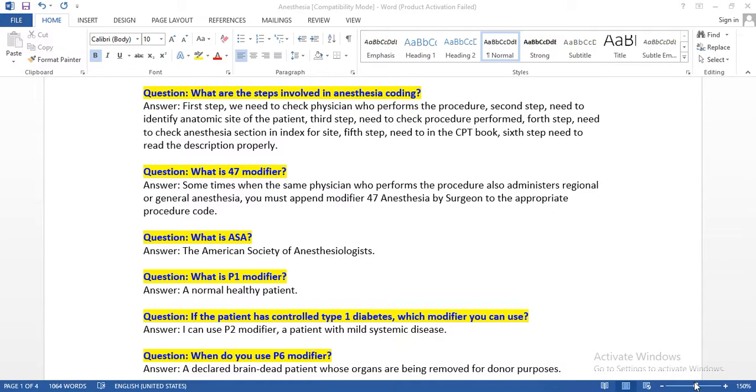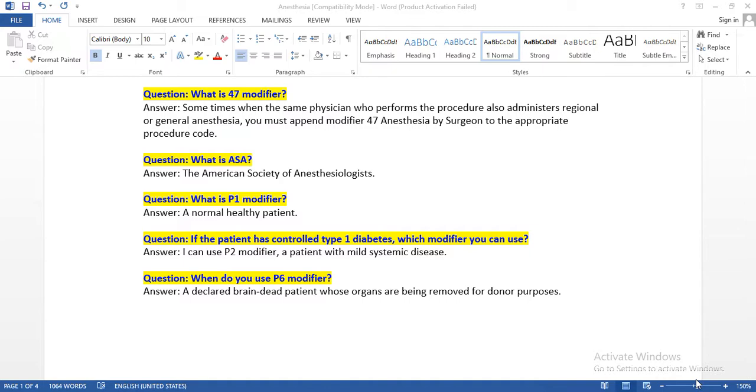Third step, need to check the procedure performed. So we need to analyze which procedure we are going to perform. Fourth step, need to check the anesthesia section in the index per site. Fifth step, need to see in the CPT book. Sixth step, need to read the description properly to identify the proper code. So if you remember these 6 steps, it is very easy to do anesthesia coding.